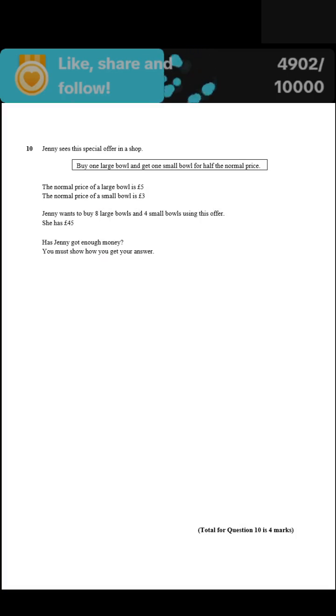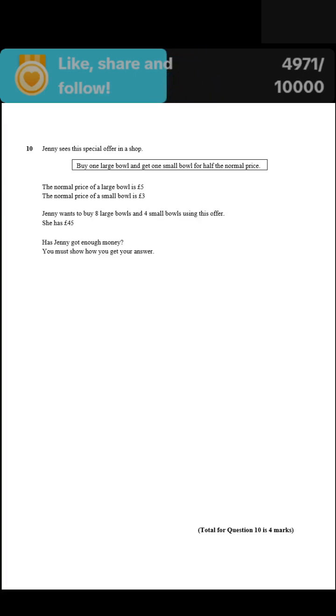Okay, so on to question 10. Jenny sees a special offer in the shop. Buy 1 large bowl and get 1 small bowl for half the normal price. The normal price of a large bowl is £5 and the normal price of a small bowl is £3. Jenny wants to buy 8 large bowls and 4 small bowls using this offer. She has £45. Has she got enough money?